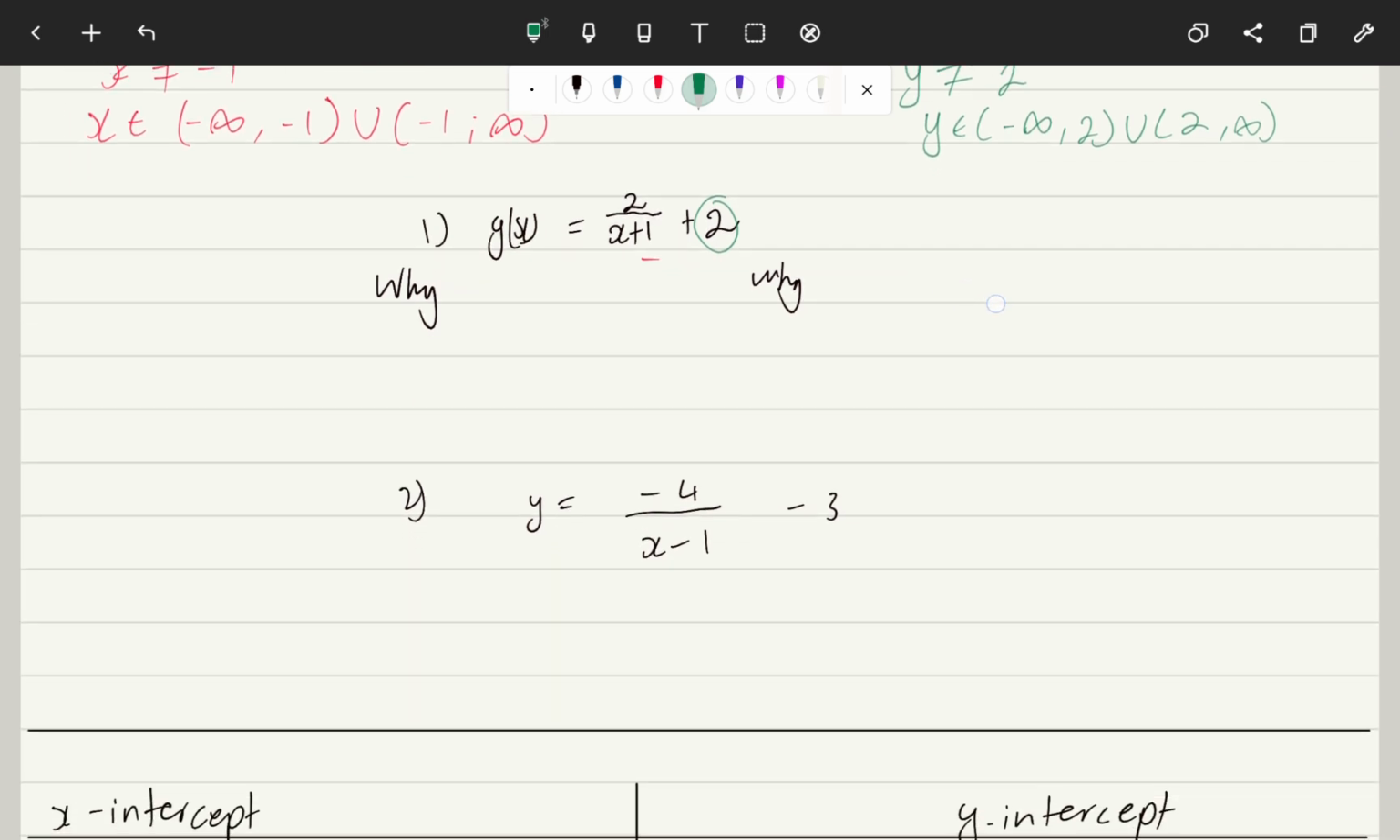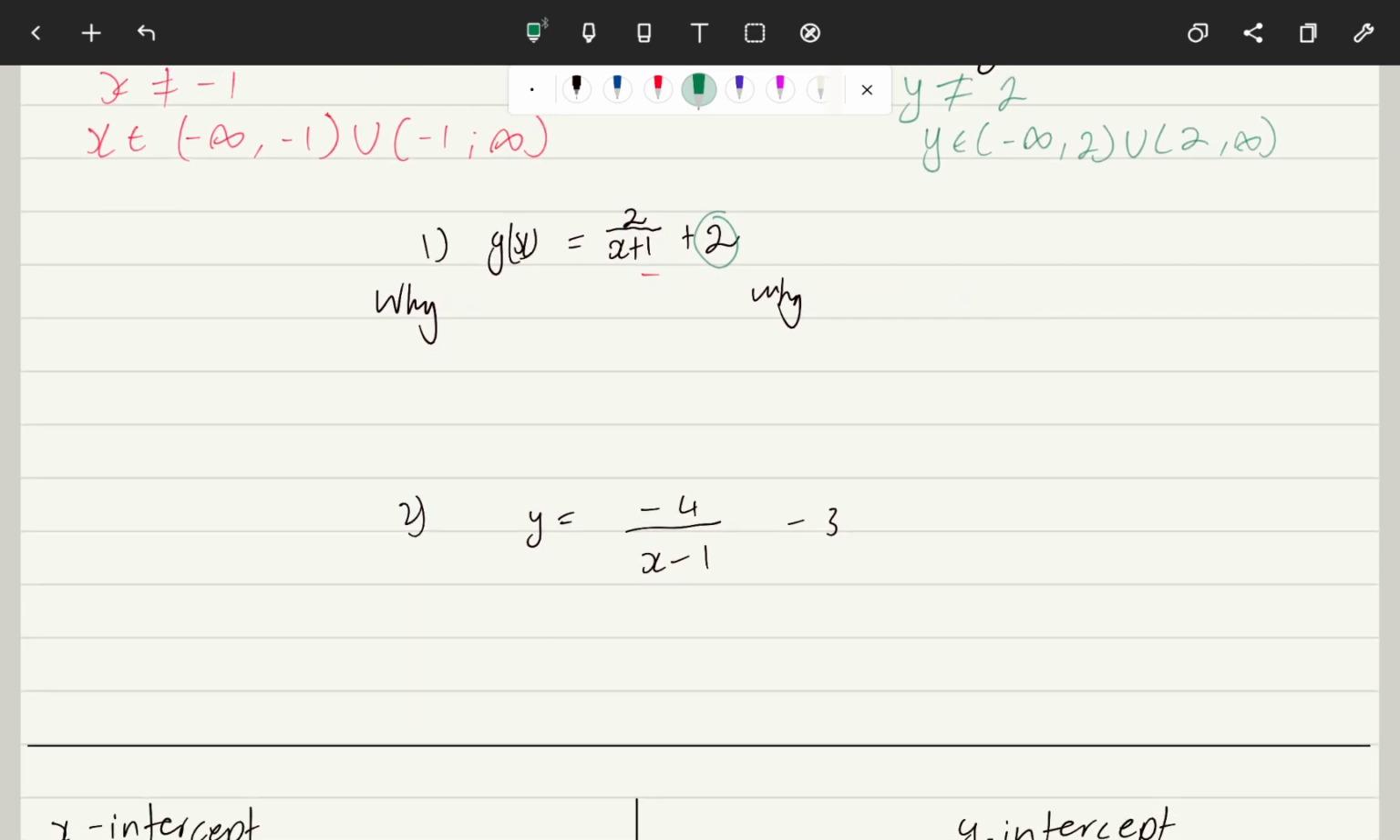So I'm going to show you something for the domain. We said that x cannot be -1, and this is why. If I say 2 all over -1 plus 1, plus 2, it doesn't matter, because the denominator gives me 0. Anything divided by 0 is a math error, not a real number, so this does not exist.